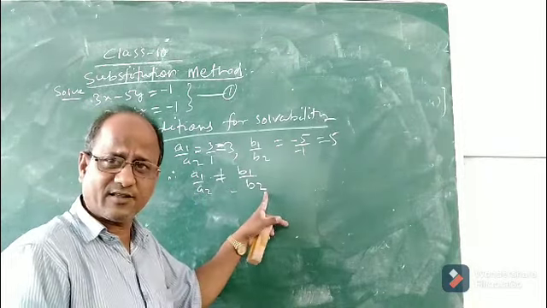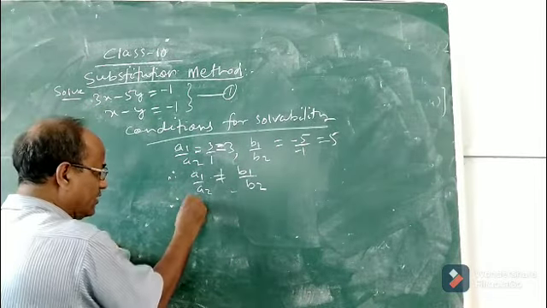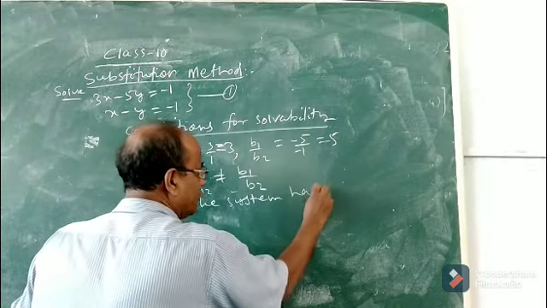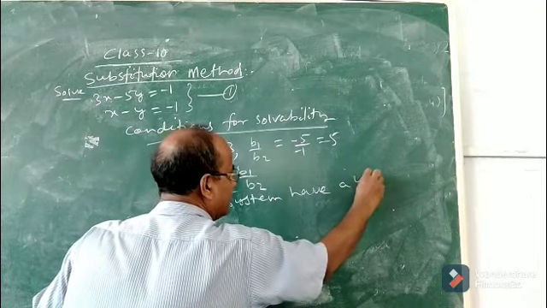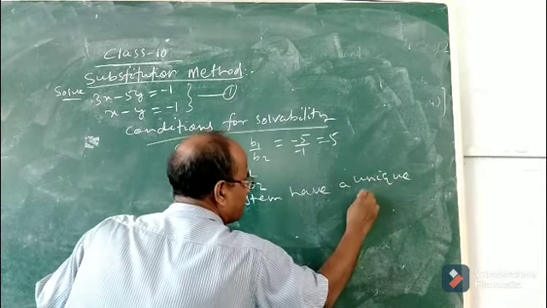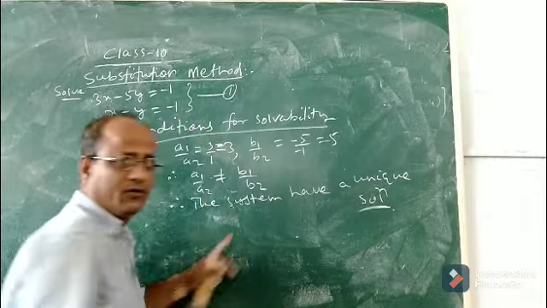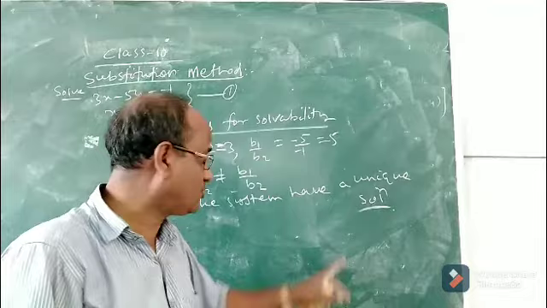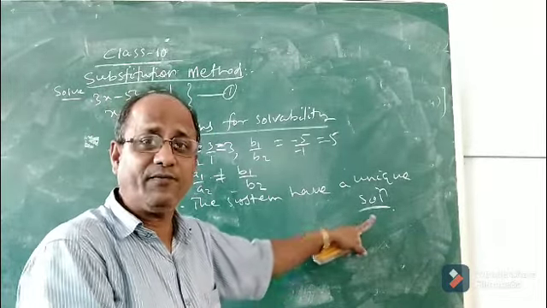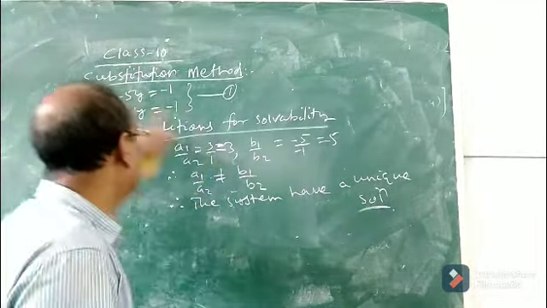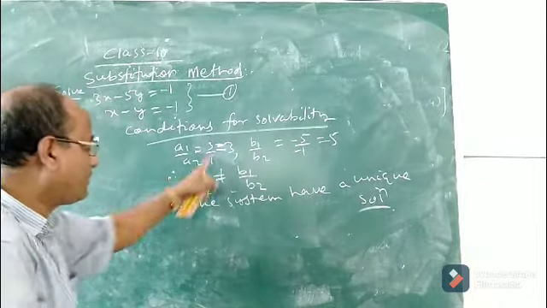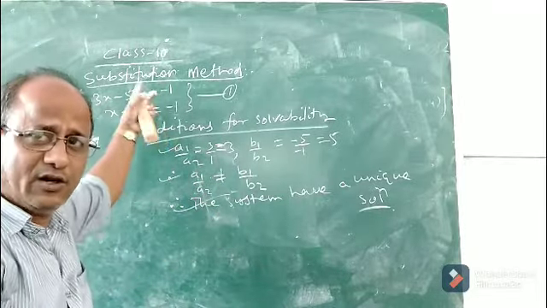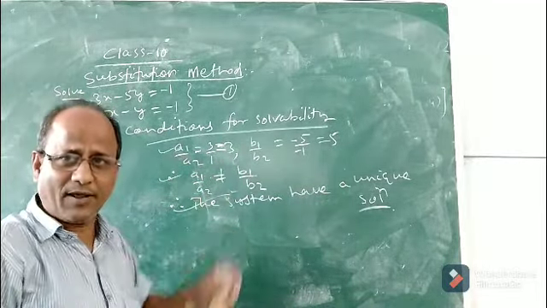If this condition is satisfied, then you write, therefore, the system has a unique solution. Now we came to conclude that the system has a unique solution. Now our aim is to find that unique solution. Now how will we find that unique solution? By substitution method. So after doing this number of steps, then only we will apply the substitution method.